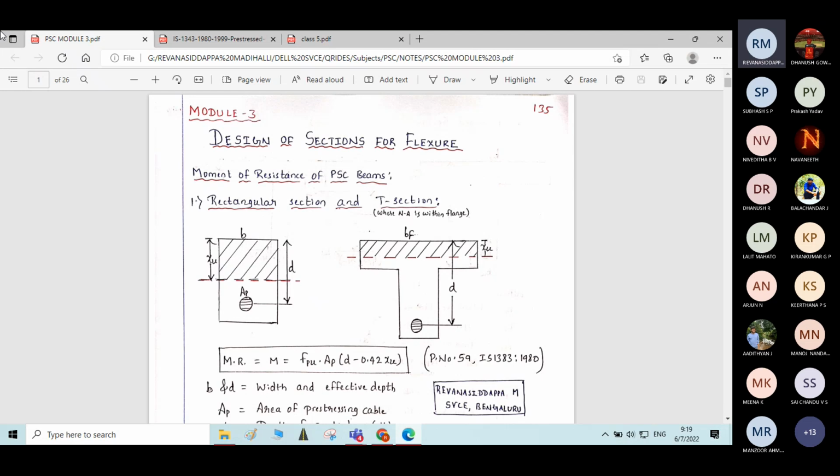For your second internal, model 2 and model 3 will be there. In model 3, you read up to the first 5 problems. That will be the syllabus for your second internal. With this I will start the class.